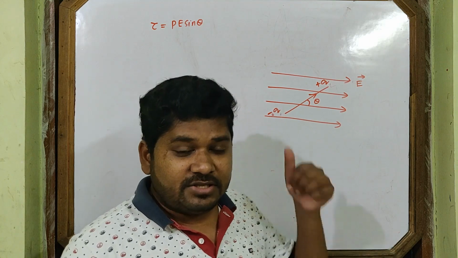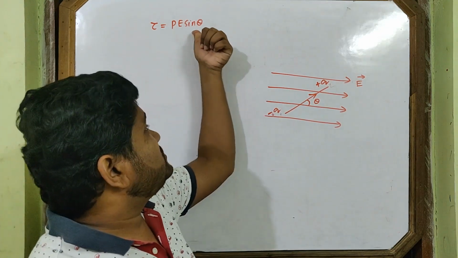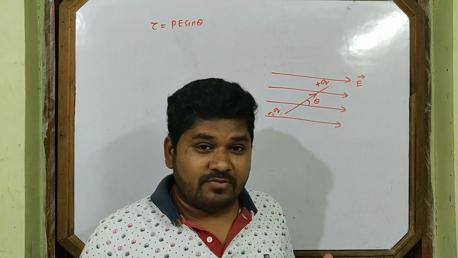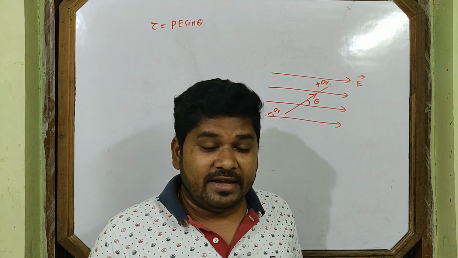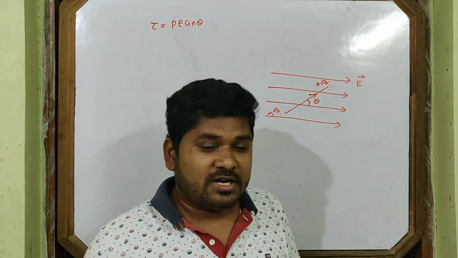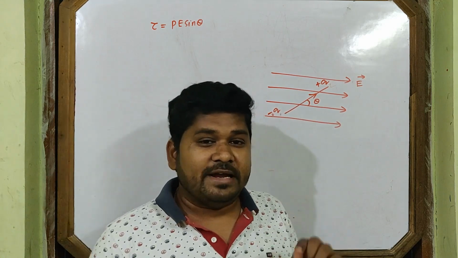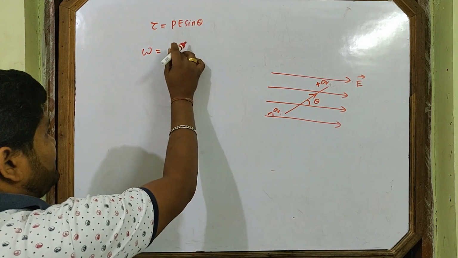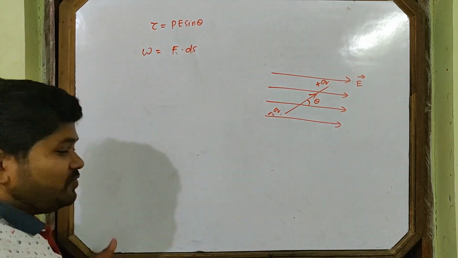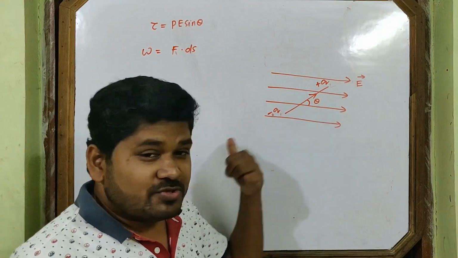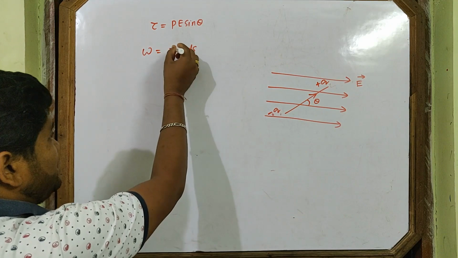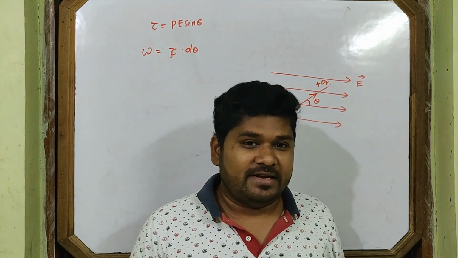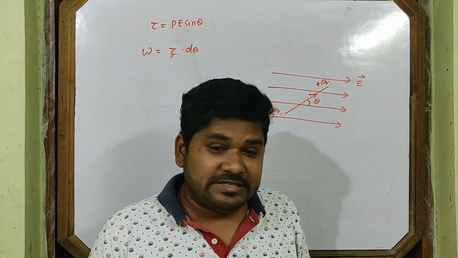Then what is the work done to rotate the dipole from theta 1 angle to theta 2 angle? Is the torque constant? No, it is not constant. If it is not constant, what do we have to do? We have to find work done by the integration method. When force or torque is not constant, we have to calculate work done by integration. So work done is equal to F dot ds. Now here the motion is rotational, so in place of force we write tau, and in place of s we write theta.